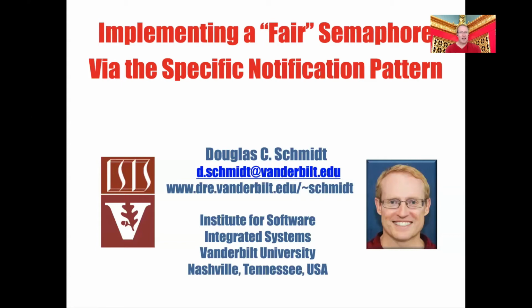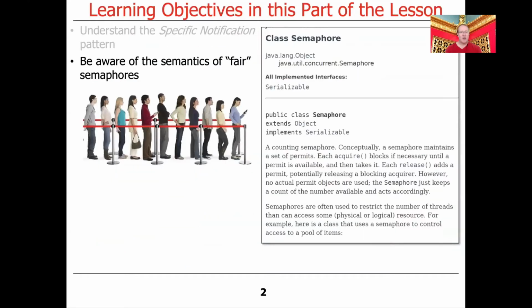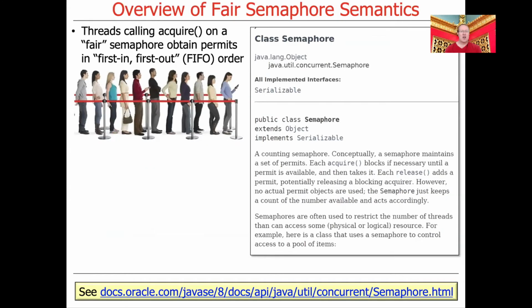We're now going to talk about how to implement a fair semaphore via the specific notification pattern. To do that, we'll first talk about what a fair semaphore is. If you have a fair semaphore, then threads that call acquire on it will have to wait in first in, first out, or so-called FIFO order.